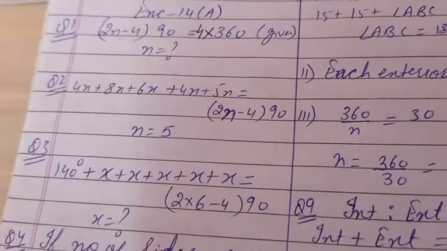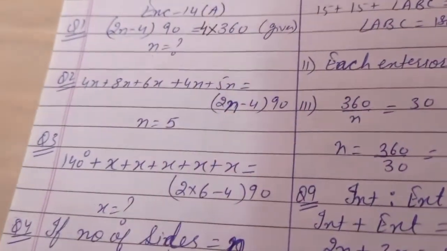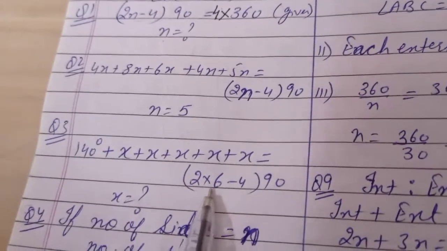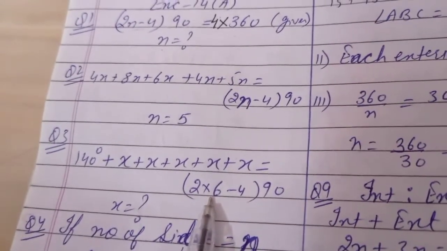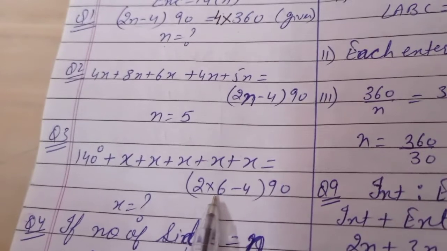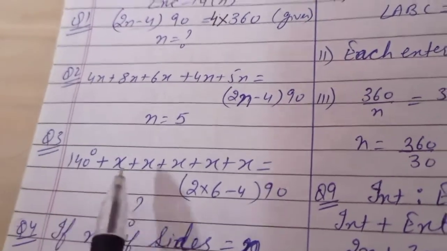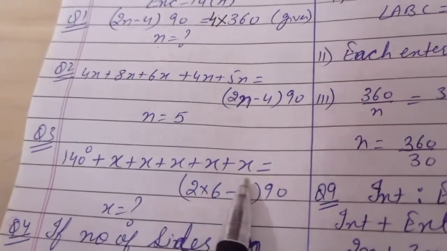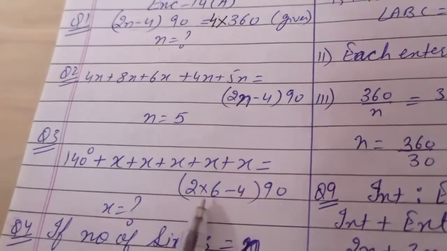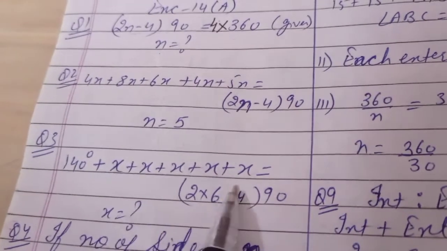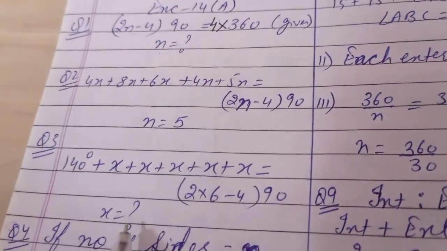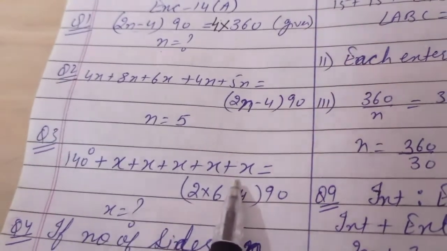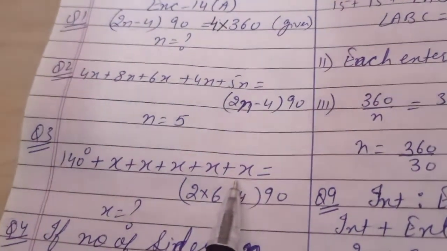Third question: one angle of a 6-sided polygon. This is a 6-sided polygon, so the value of n is 6. One angle is 140 and the rest of the 5 angles are the same. So I took all those angles as x. We can't use the variable n because it is already used in the question. Using this formula, you are asked to find the value of x. Once you find x, you can easily find the rest of the 5 angles.